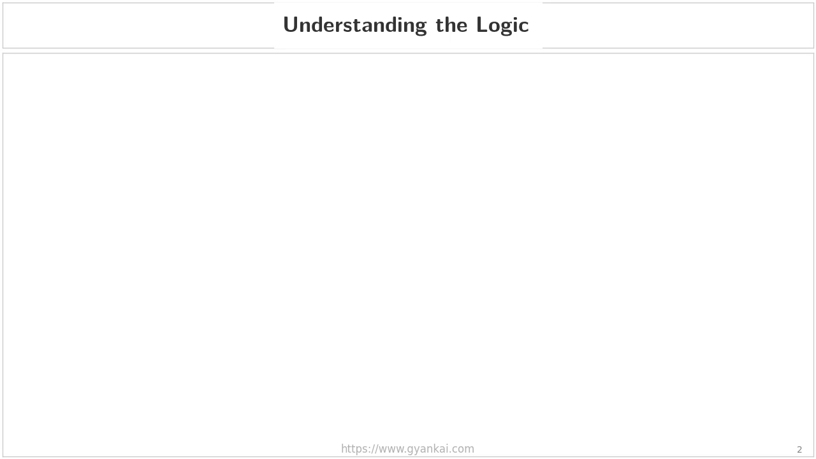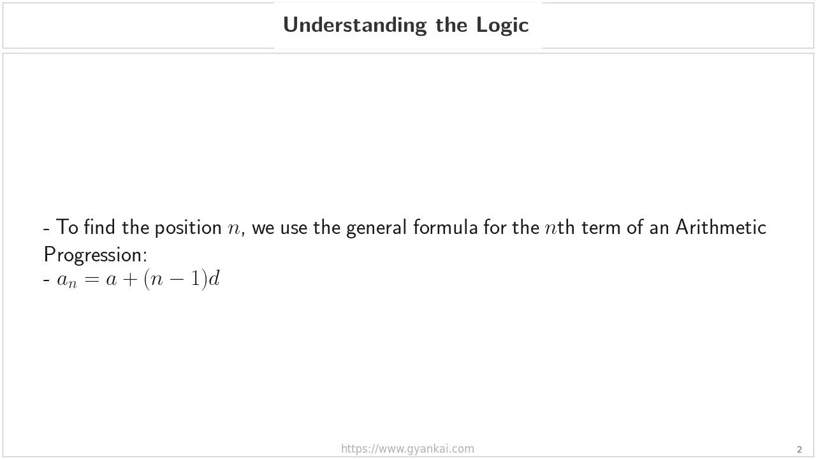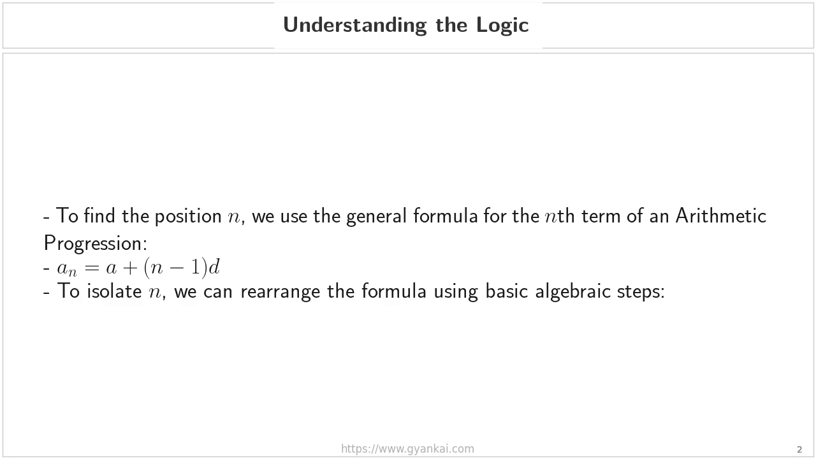Understanding the logic. Now that we understand the problem we are trying to solve, let's look at the logic behind finding the position. To find the position, which we call n, we start with the general formula for the nth term of an arithmetic progression. You might recognize this from our previous lessons. a sub n equals a plus the quantity n minus 1 multiplied by d. But as I mentioned in the first slide, we aren't looking for the value of the term this time. We are looking for the position.